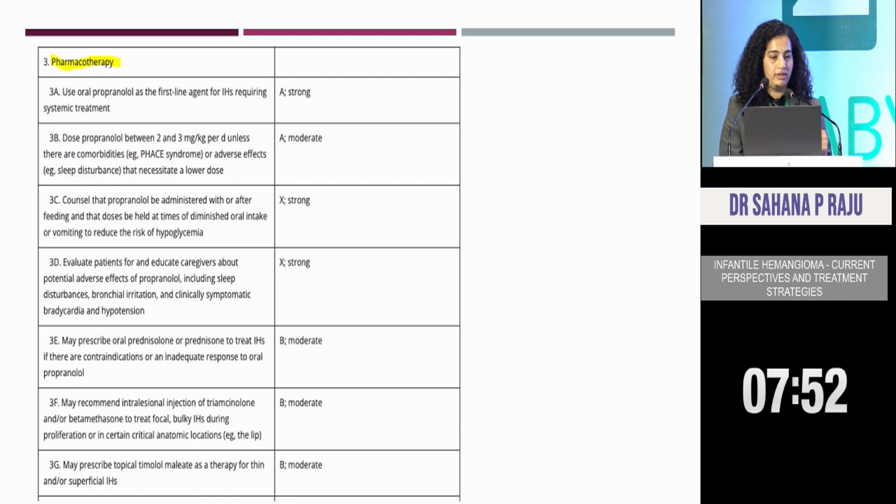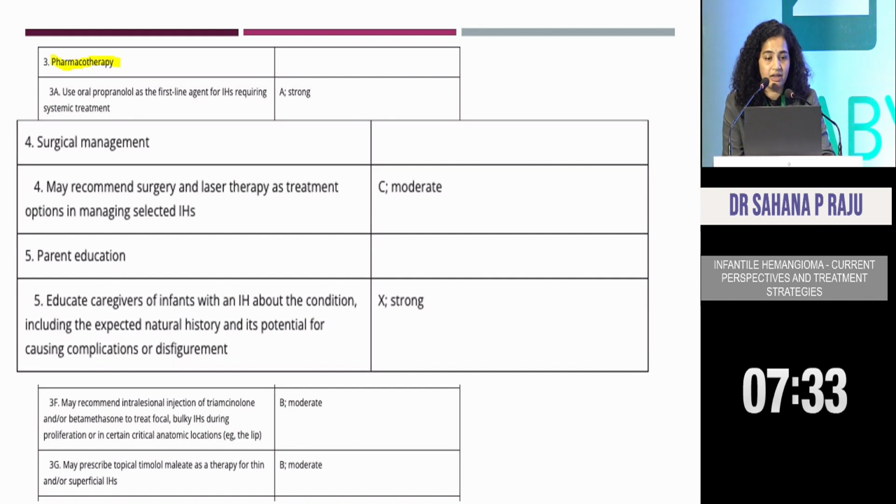So the AAP recommends that when systemic treatment is indicated, oral propranolol is the drug of choice at a dose of 2 to 3 milligram per kg per day, and topical timolol can also be used to treat small, thin and superficial infantile hemangiomas. They recommend surgery for the treatment of residual skin changes, like I had a previous slide which shows residual skin changes like fibrofatty tissue and pigmentation. So surgery and lasers are mainly indicated for that. And the most important thing is parent education and counseling.